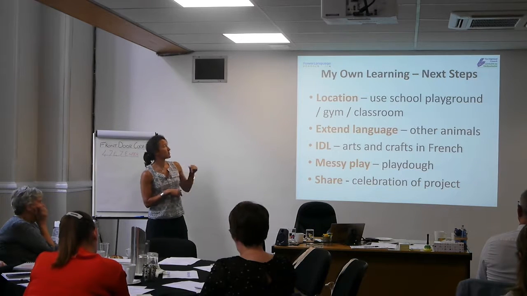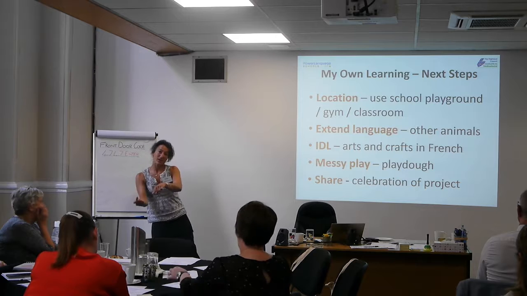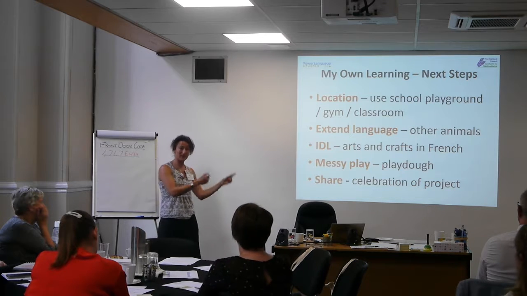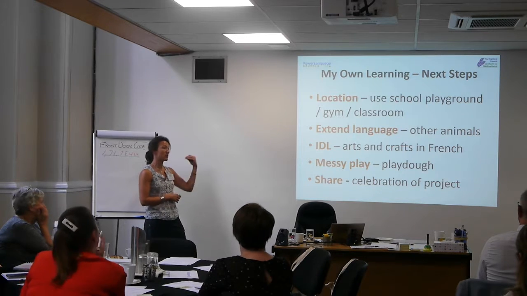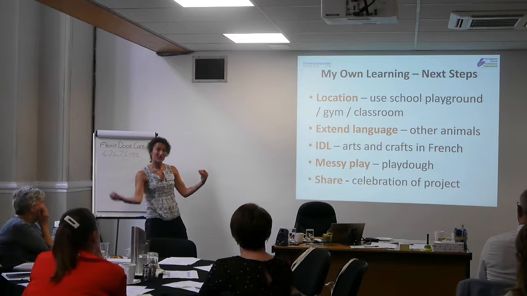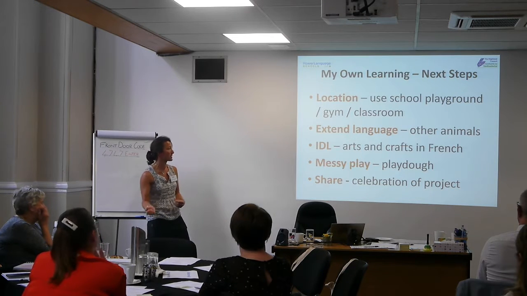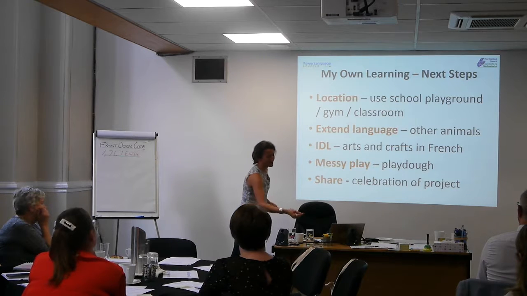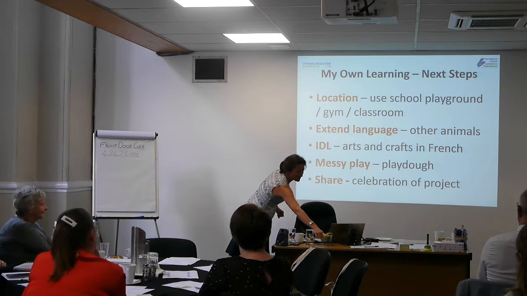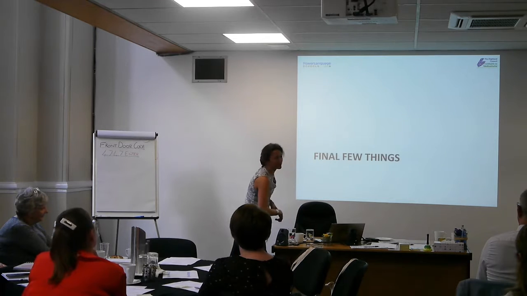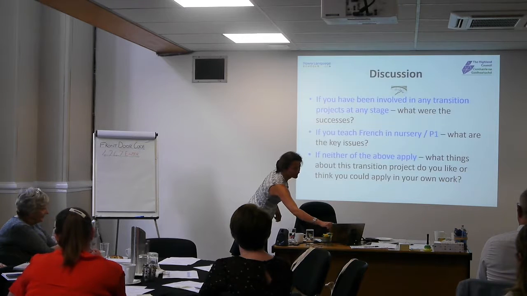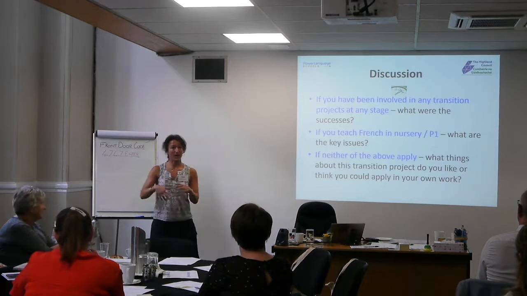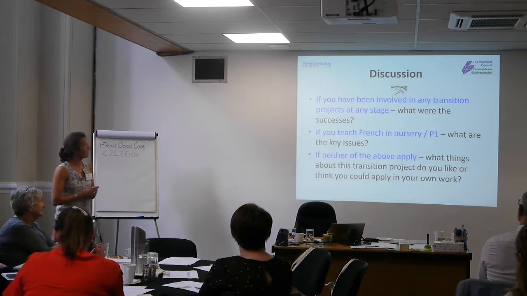My own learning, things that I would do differently next time: I would actually get out of nursery and go over to main school so that it's more of a transition. So use the playground for the actual activities, extend it to other animals, and then maybe do some of the arts and crafts with French instructions so that they're hearing it in another context. I like messy play, so I'd like to do some Play-Doh and maybe celebrate it more by doing a school assembly or getting the parents in, which we didn't do. They did it as part of the bigger transition project, but we didn't do anything for the French.